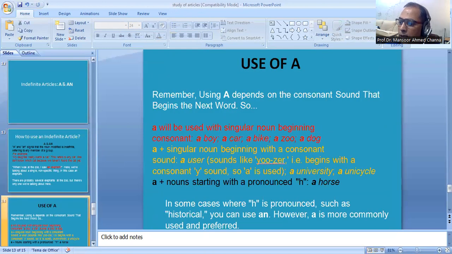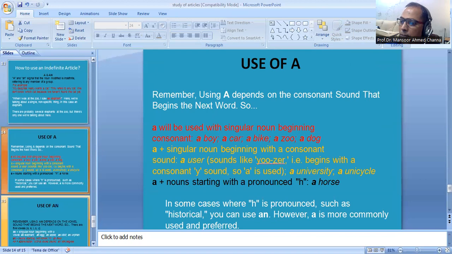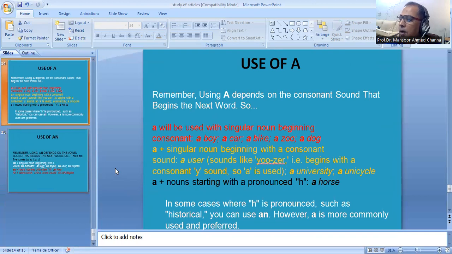Now, let's glimpse the use of a. Remember, using a depends on the consonant sound that begins the next word. So, a will be used with a singular noun beginning with a consonant. For example, a boy, a car, a bike, a zoo, a dog. A is used when there is a singular noun beginning with a consonant.